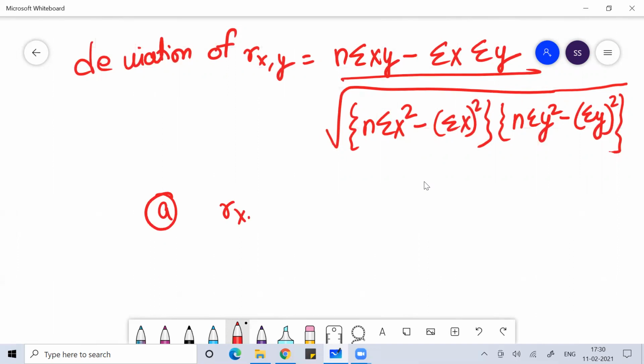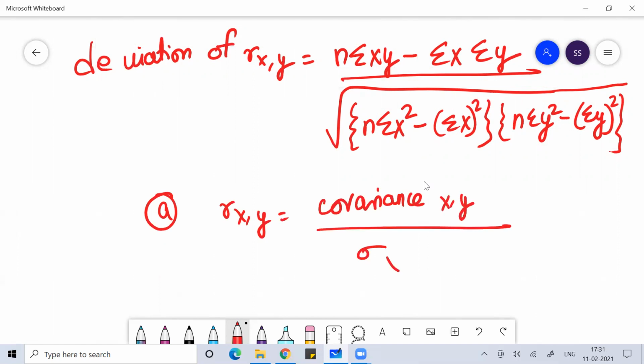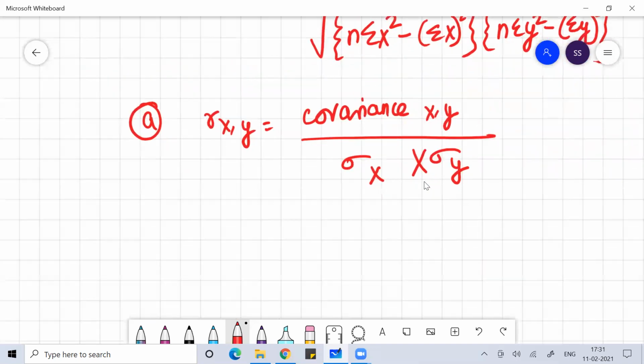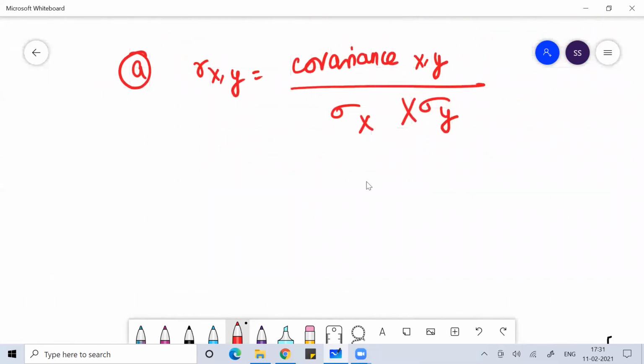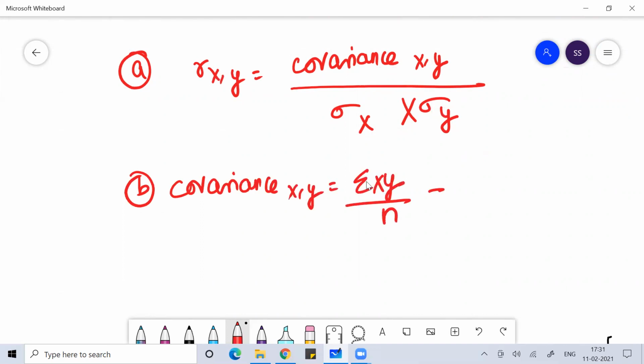You know that r of xy is equal to covariance between x and y divided by standard deviation of x into standard deviation of y. You know this relation. Now, talking further, what is the covariance between x and y? Covariance between x and y is equal to summation of xy by n minus x bar into y bar.